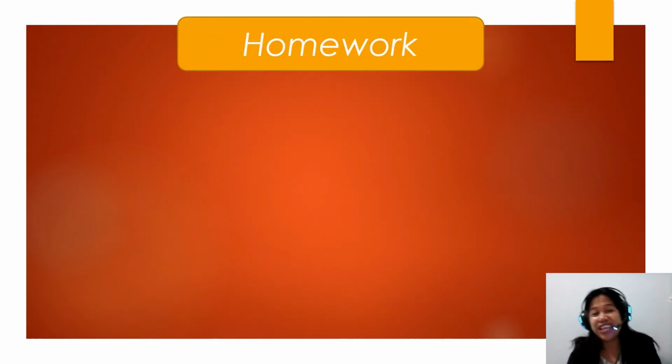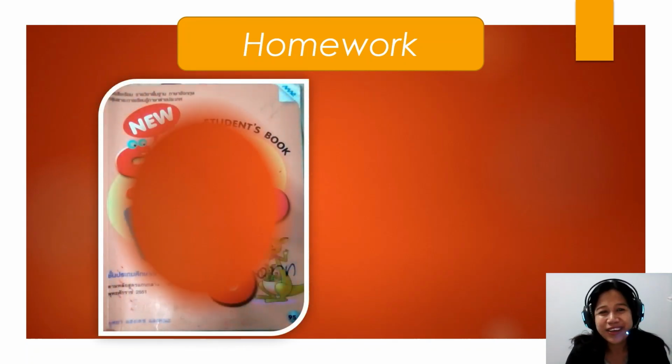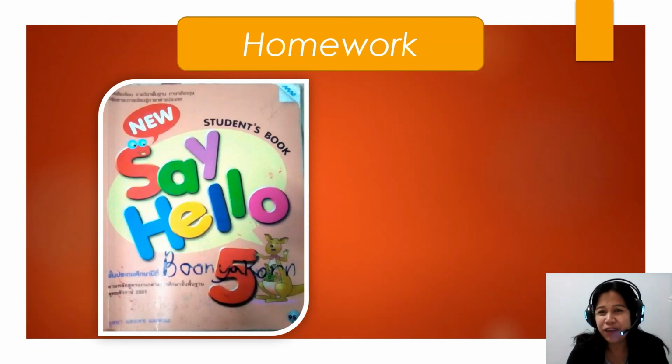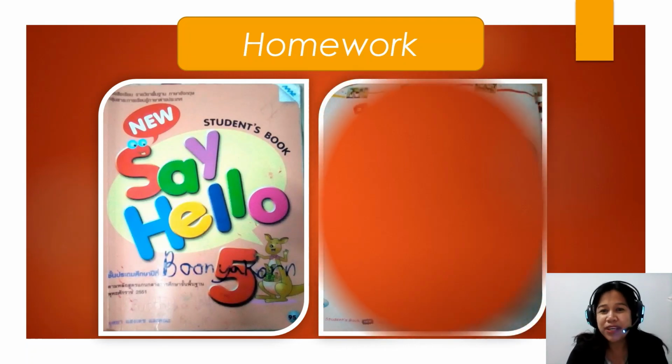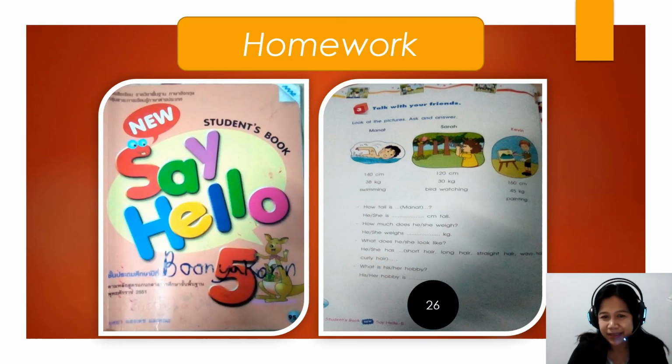Now it's your turn to do your homework. You get your Say Hello 5 student book and open it on page 26. Here are some pictures. Here are some facts about the picture. What you're going to do, look at the picture, ask and answer. Isn't that interesting? I hope so.